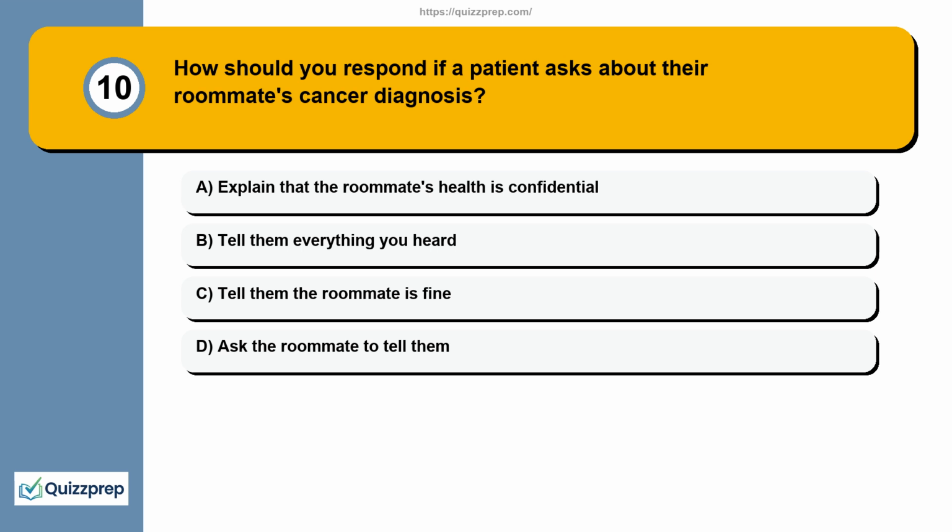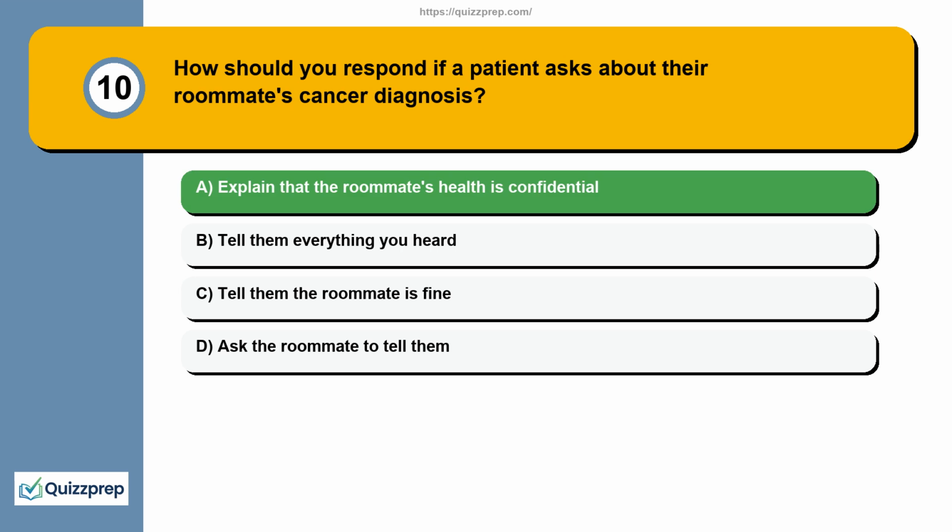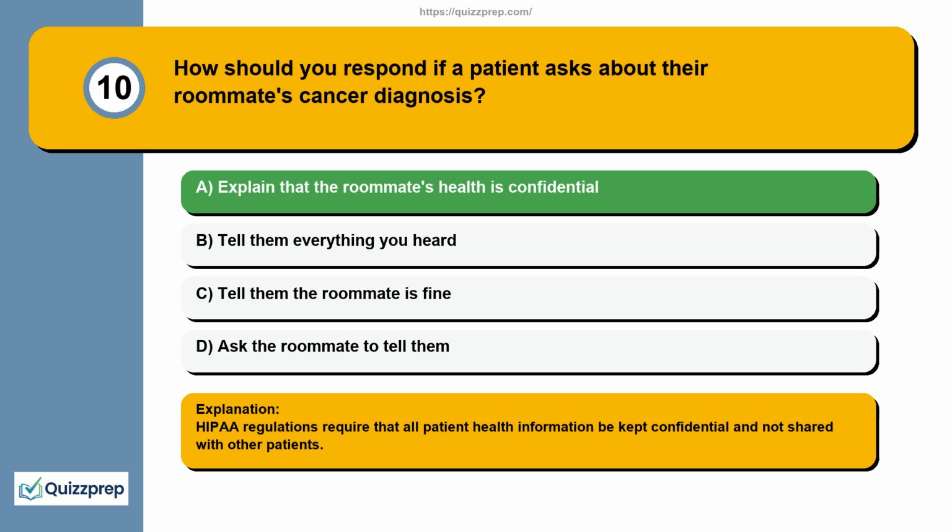Question 10. How should you respond if a patient asks about their roommate's cancer diagnosis? Explain that the roommate's health is confidential. Tell them everything you heard. Tell them the roommate is fine. Ask the roommate to tell them. HIPAA regulations require that all patient health information be kept confidential and not shared with other patients.